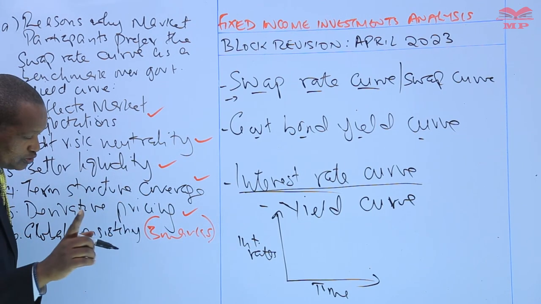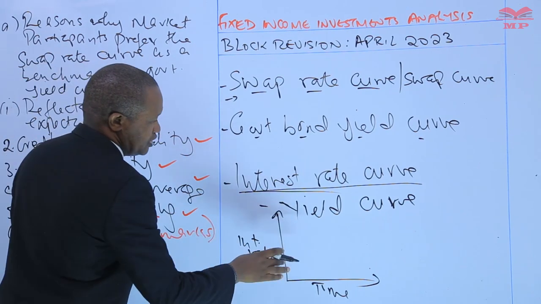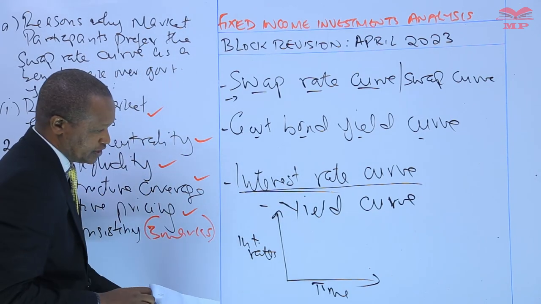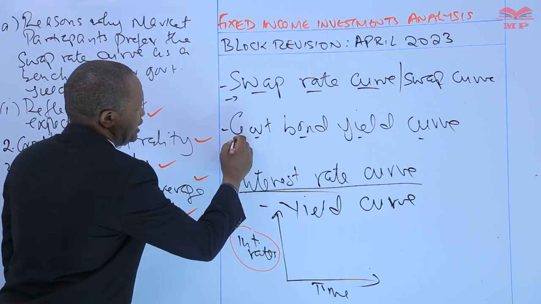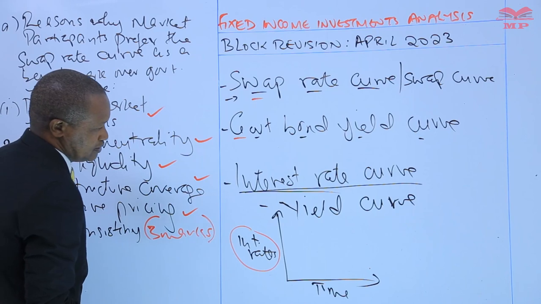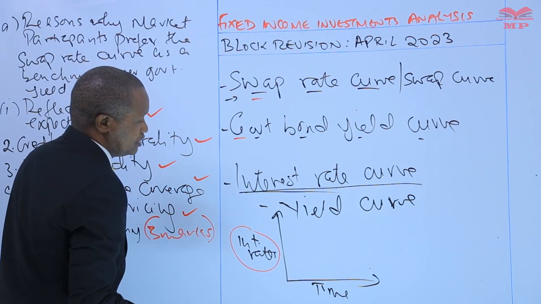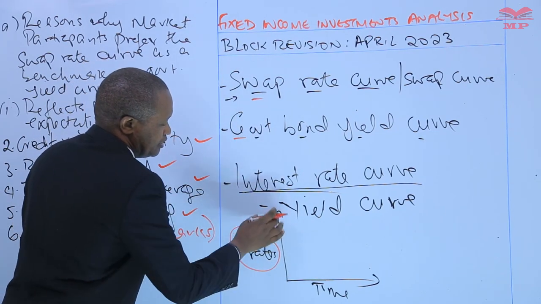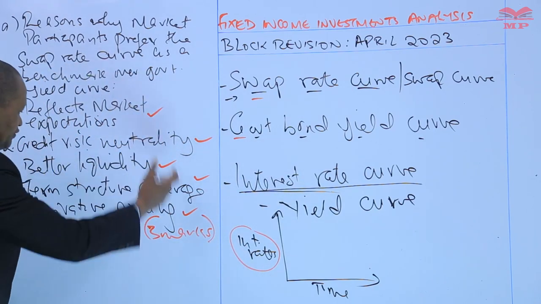And you need to recall, candidates, that when drawing the interest rate curve, we can have on the vertical axis either government bonds or the swap rates. So we've been explaining reasons why market participants prefer having the swap rates on the vertical side as opposed to having government bonds. So we've given six reasons.